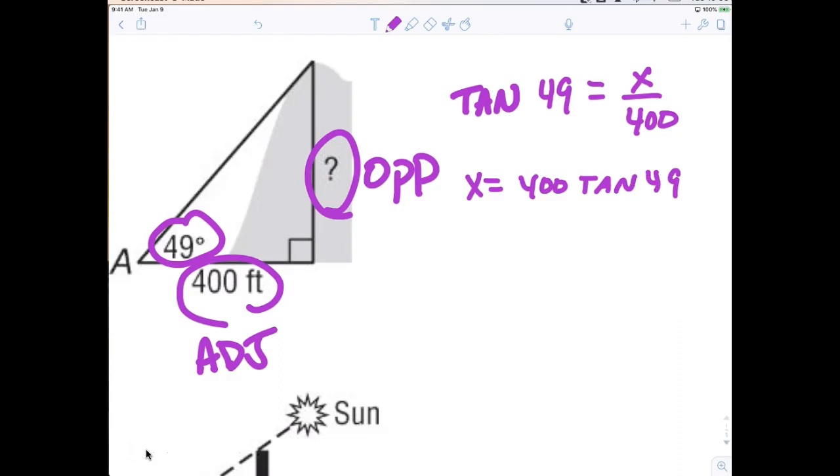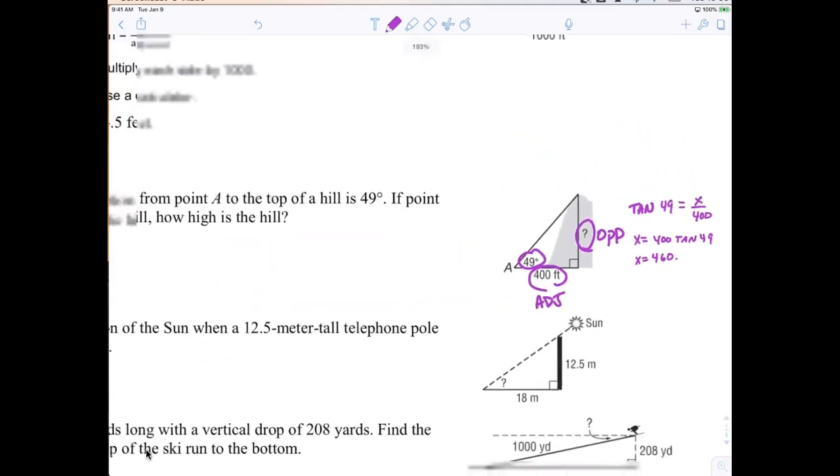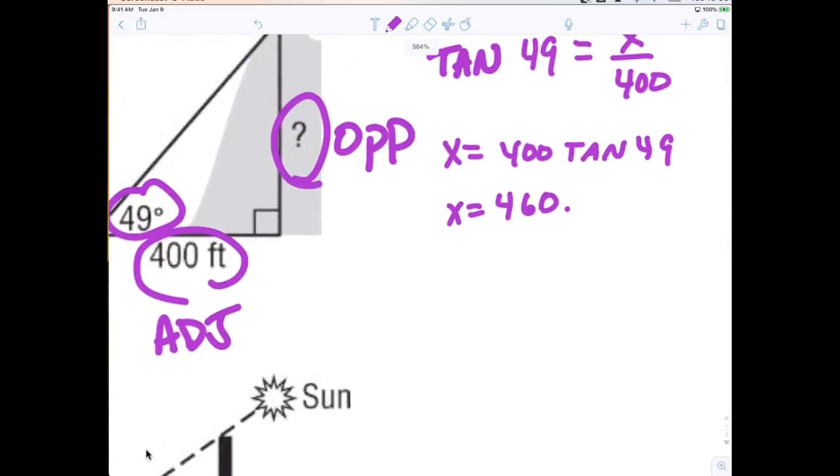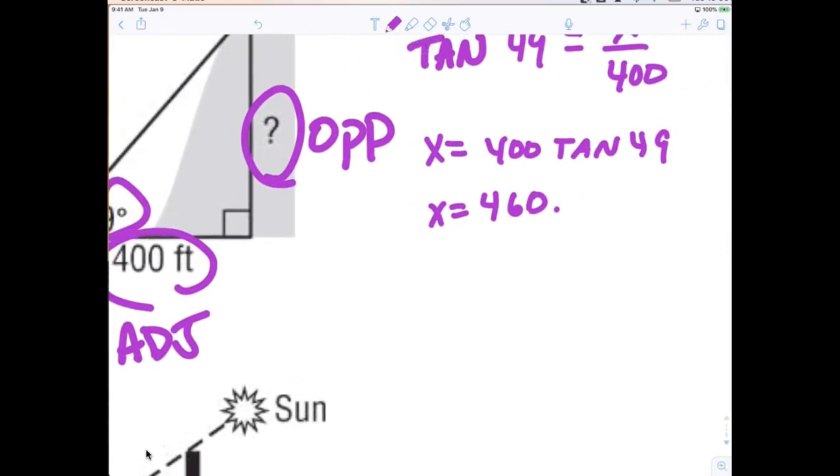And so somebody do that on the calculator and tell me that. How much? I didn't hear you. 460 point, and again, I don't really care about the rounding part. But usually it's to 2 decimal places. So 460 point, say it again. Yeah, about 460.15 feet. Make sure you put the units down.